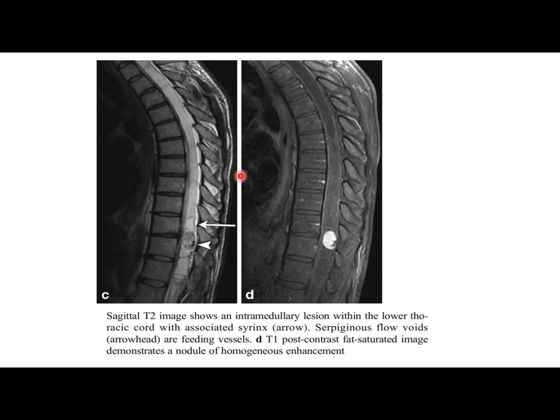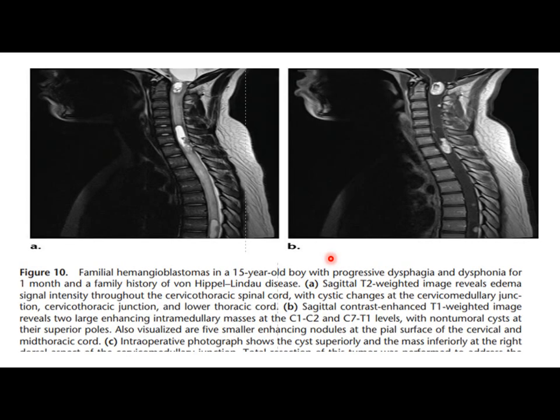This image shows an intramedullary lesion in the lower thoracic cord associated with syrinx and flow void signal. The other is a T1 post-contrast fat saturated image, which demonstrates diffuse homogeneous enhancement. In the other image, the sagittal T2 and T1 weighted images show familial hemangioblastoma. The sagittal T2 weighted image reveals edema and signal intensity throughout the cervicothoracic junction and lower thoracic cord. The sagittal contrast enhanced T1 image reveals two large enhancing intramedullary masses at C1 and C2, with C7 level, with non-tumoral cysts at the superior pole.